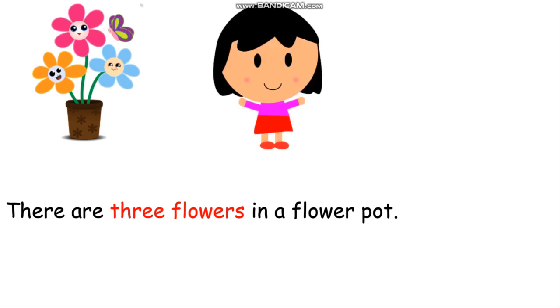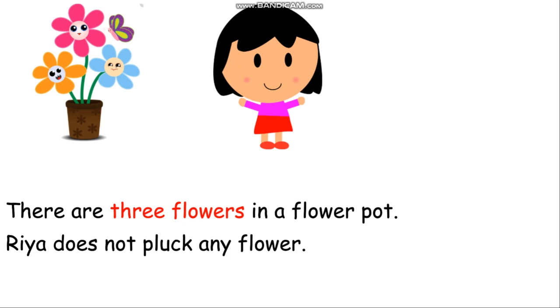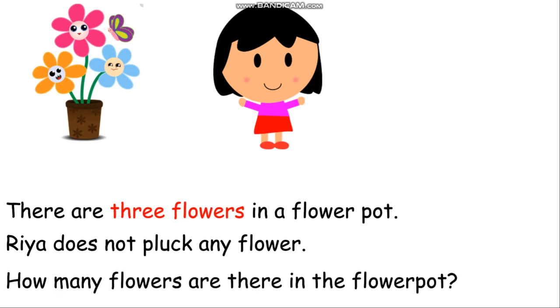This is Riya. Remember her? Riya does not pluck any flower. By the way, it's a good habit if you do not pluck flowers. So how many flowers are there in the flower pot now? So there are 3 flowers in the flower pot. As you can see, Riya does not pluck any flower. Now since we have to find what is remaining, क्या बचा हुआ है, so we will perform subtraction.